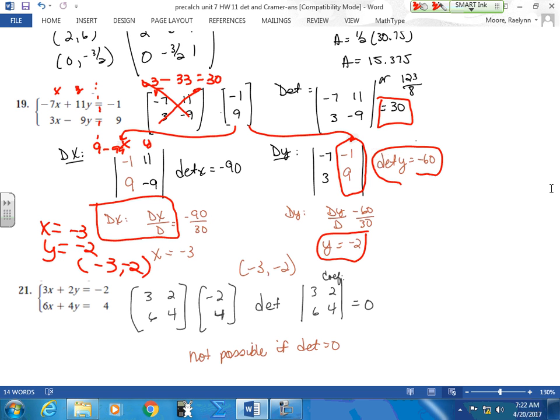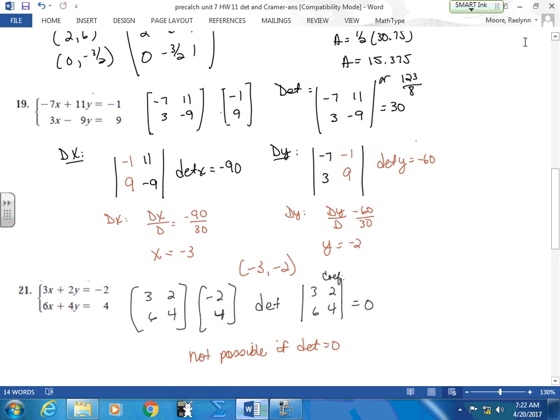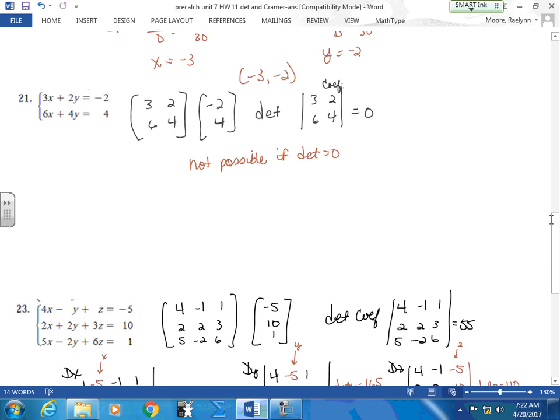Remember, you're looking for the solution set. If it has 3, you need an x, y, and z. You just do it a 3rd time. If it has 4, you do it a 4th time. It's a powerful tool to use with a determinant. Good? Ask me questions. Don't be afraid to ask. Somebody's probably thinking the same thing.